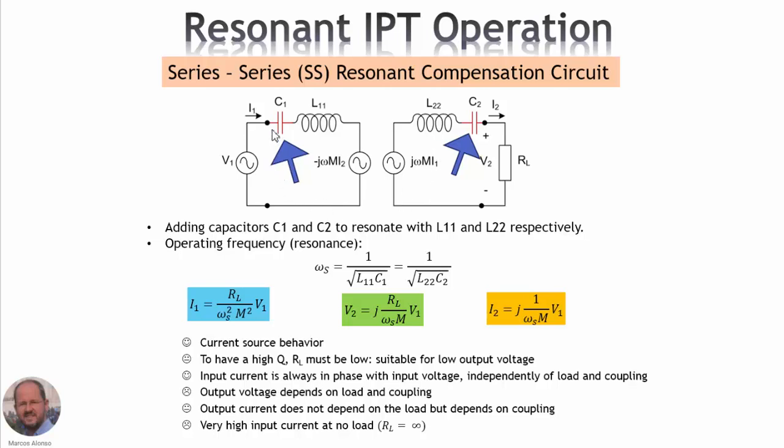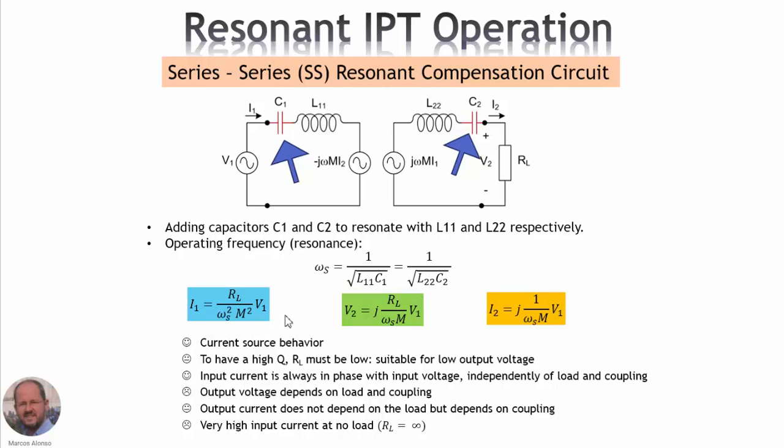So in order to do the compensation, we add a series capacitor here at the input, C1, and another series capacitor here at the output, C2. By adding these two capacitors, C1 and C2, we are going to make them resonate with the inductances L11 and L22. So the operating frequency is going to be selected to fulfill this requirement shown here.